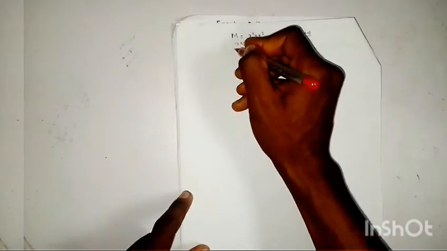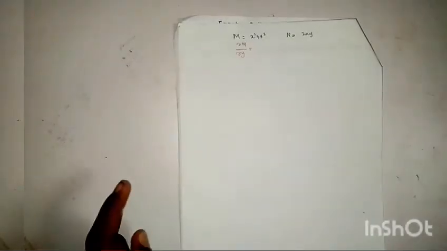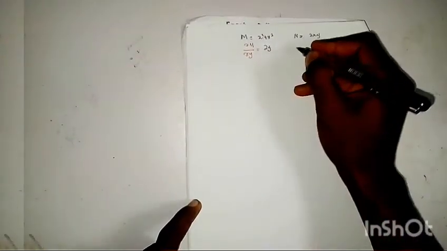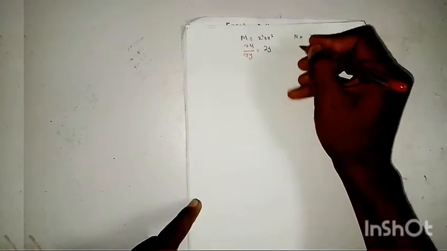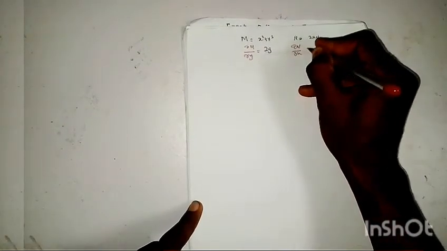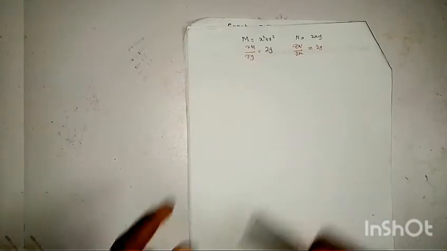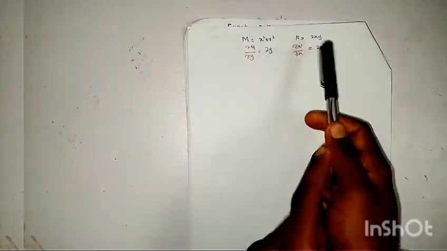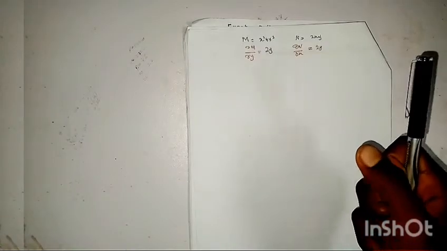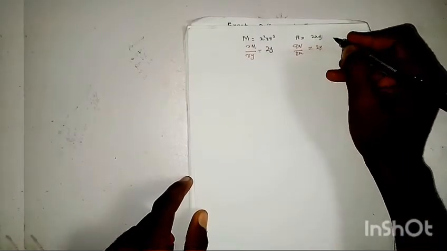So given M is x squared plus y squared, and N is 2xy, let's test for exactness. The derivative of M with respect to y will give me what? 2y, right? And the derivative of N with respect to x gives me what? 2y. So we see that the derivative of M with respect to y and the derivative of N with respect to x give me the same value. Then I can finally say that this equation is exact.